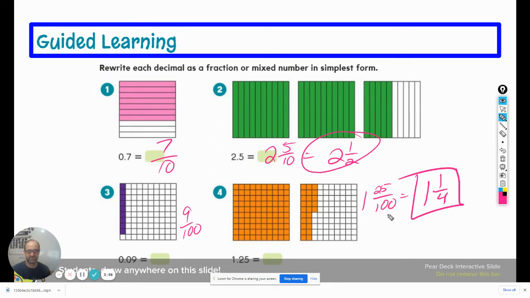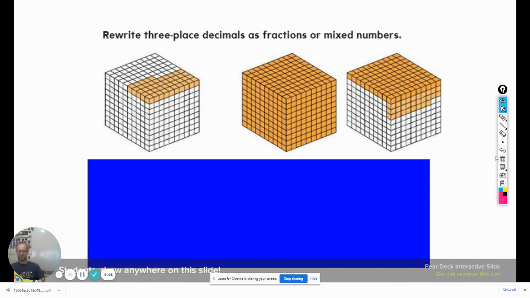Some of you on this one, you might have done 5/20ths in between and then simplified that again. That's fine. Okie dokie. Blank. Go.